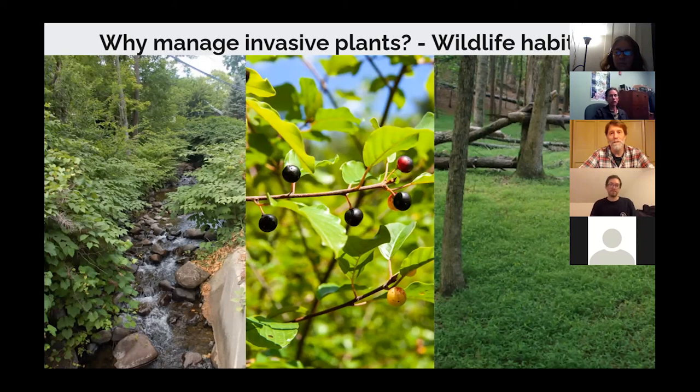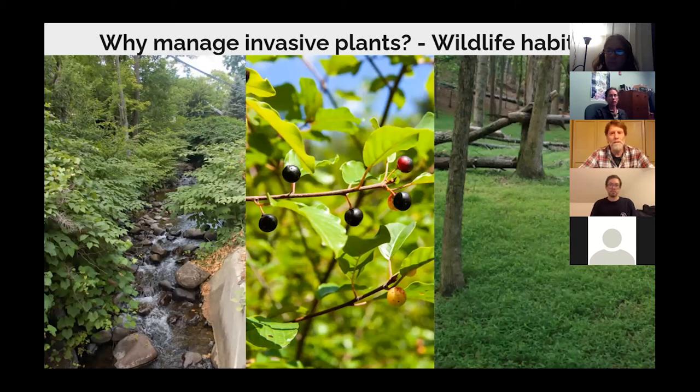There's been research that shows that fruits from a lot of the invasive plants are actually much lower in fats and necessary nutrients. So they're really just kind of junk food for wildlife.